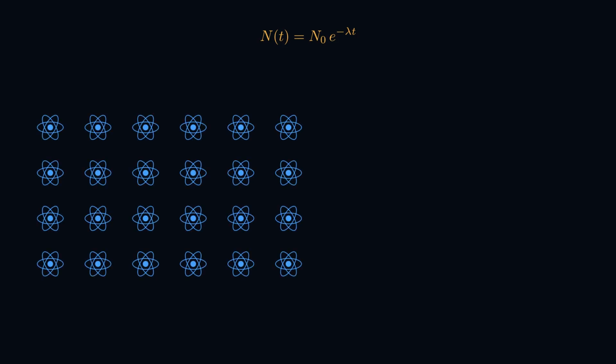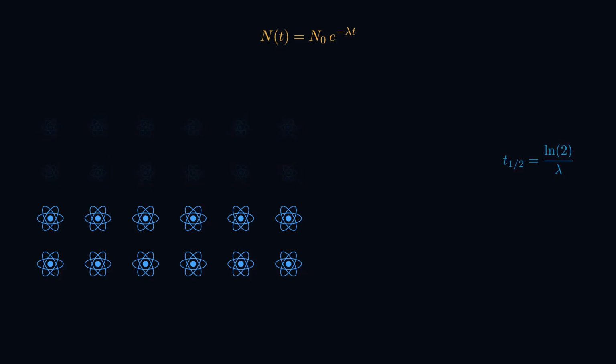Radioactive decay: N of t equals N naught e to the negative lambda t. Ask when the quantity drops to half its starting value, and solving that equation gives you the half-life formula. T half equals the natural log of 2, divided by lambda.